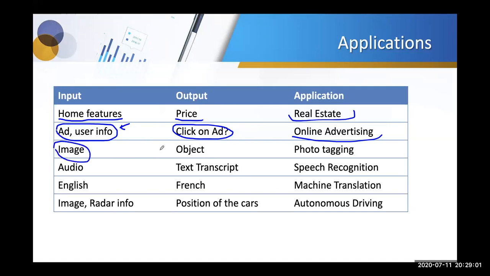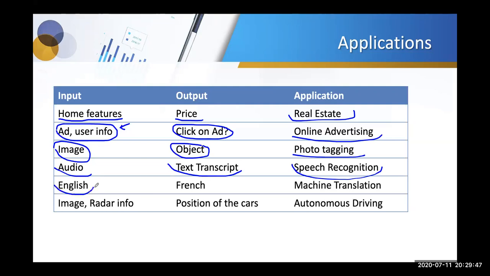If the input is an image and the output is the object, just like the example that we saw, we insert the image and we train the network to say whether it's a cat or dog. This is called photo tagging. If the input is audio and the output is a text transcript, this is called speech recognition. You have seen, for example, the automatic caption in YouTube. If you have a video, you turn on the caption, it automatically translates the speech, or the audio in that video, into a text transcript.